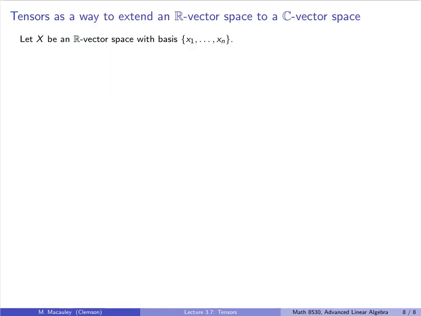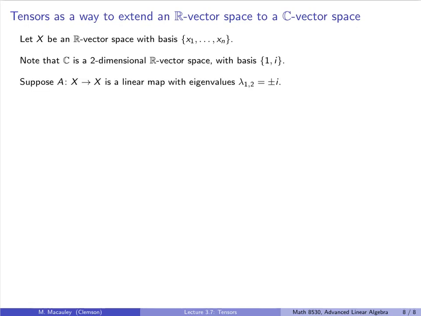I want to finish with one more way to think about tensors, and it's a way to extend a vector space over R to a vector space over C. So let's let X be a real vector space with basis x1 up to xn. And notice that the complex numbers form a two-dimensional real vector space with basis 1 and i.